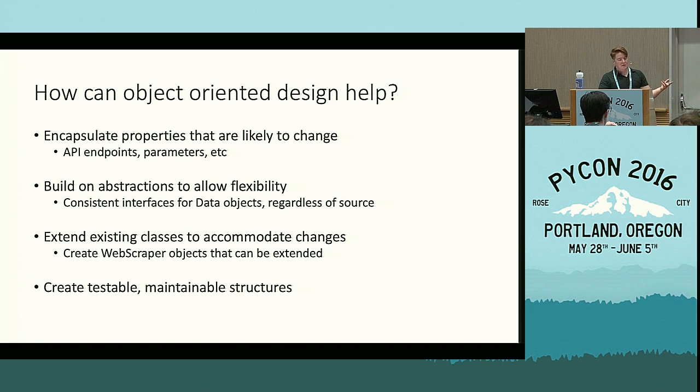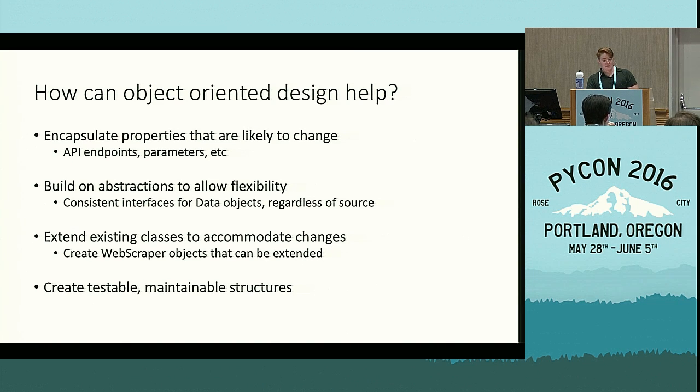So how can object-oriented design help specifically with web data, based on what we've just talked about? Maybe we can encapsulate properties that are likely to change, such as API endpoints and parameters. And building on abstractions, giving a consistent interface for data objects regardless of where they're coming from. We'll see this in detail. This is just an overview. It'll probably be more obvious as we get into the labs.